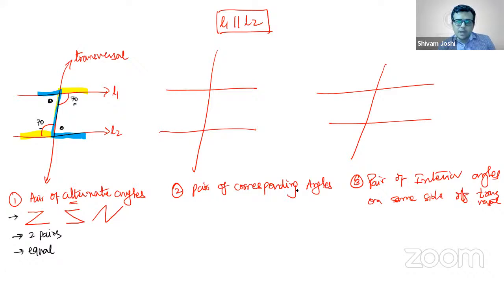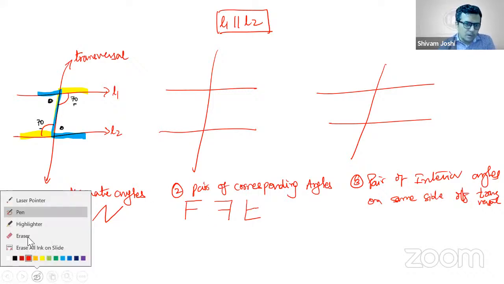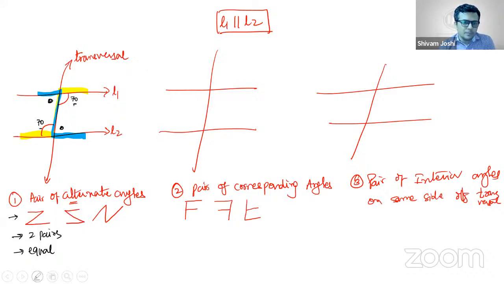The next one is pair of corresponding angles. So what kind of shape will they have? They will have this kind of F shape. You can also have a mirror image of F shape. You can have an inverted F shape like this, right? So many variation of this is possible, but this is how the shape will basically look like. Okay. Can we spot these angles in the diagram? I hope you are able to see this F shape here.